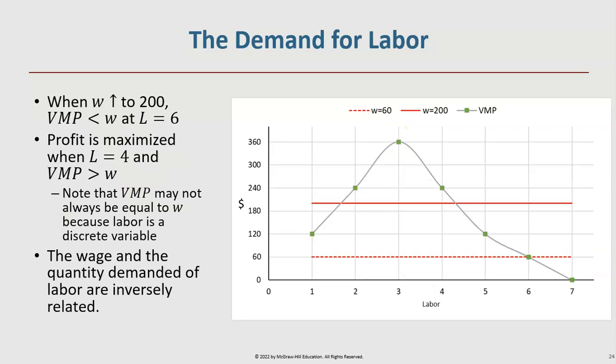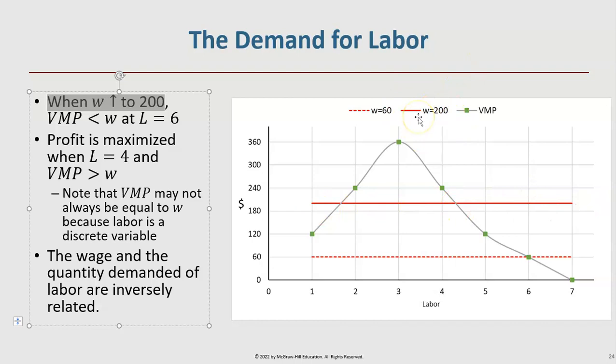Okay, so imagine what happens if the wage rate goes up to 200. That's a big wage increase, but it's a useful example for our purposes. Here I've graphed the dotted red horizontal line, which is the wage rate at 60, and that has increased to 200, which is the solid red line.